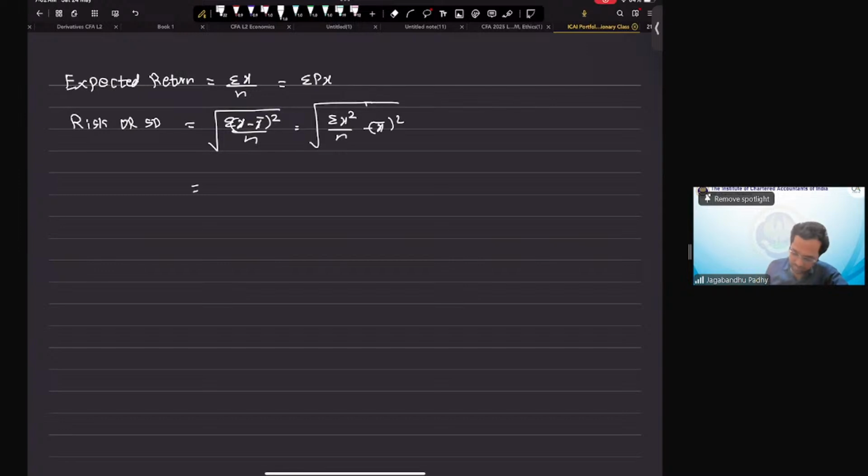If it's a probability based data, then we have observed that it is root of summation p into x minus x bar square, or alternatively, you can also calculate it as root of summation of p x square minus summation px the whole square. That's the risk or the standard deviation.